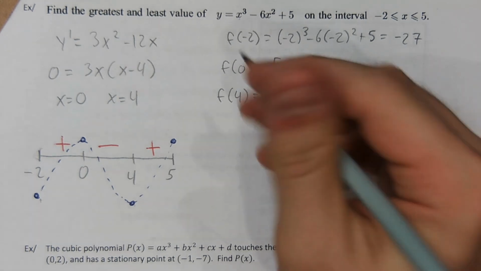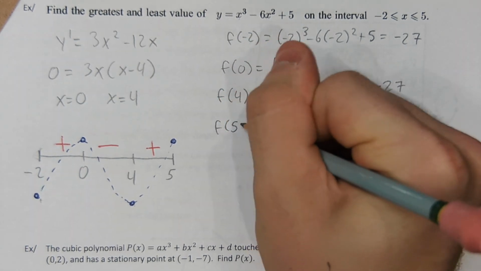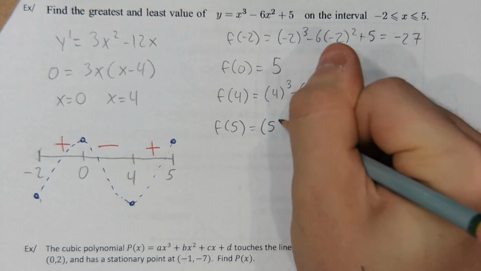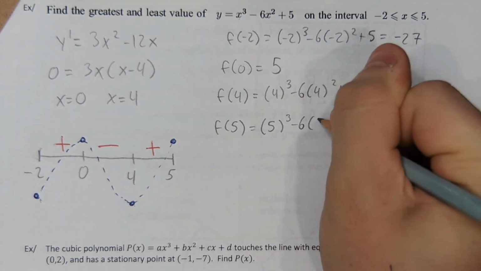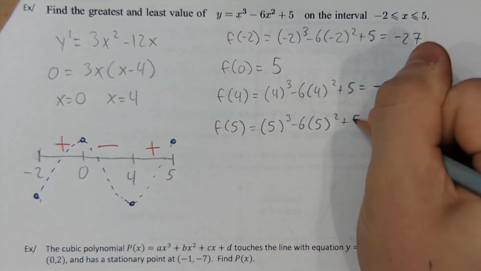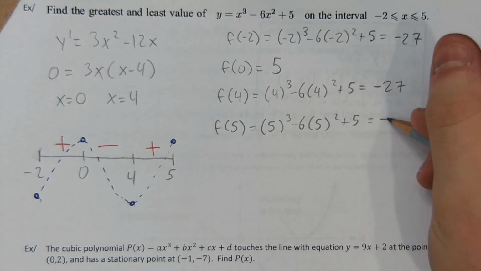Interesting. Now let's plug in the last endpoint, plugging in 5. It's going to give me 5 cubed minus 6 times 5 squared plus 5. Man, that's a lot of 5s. Anyway, it gives you negative 20.